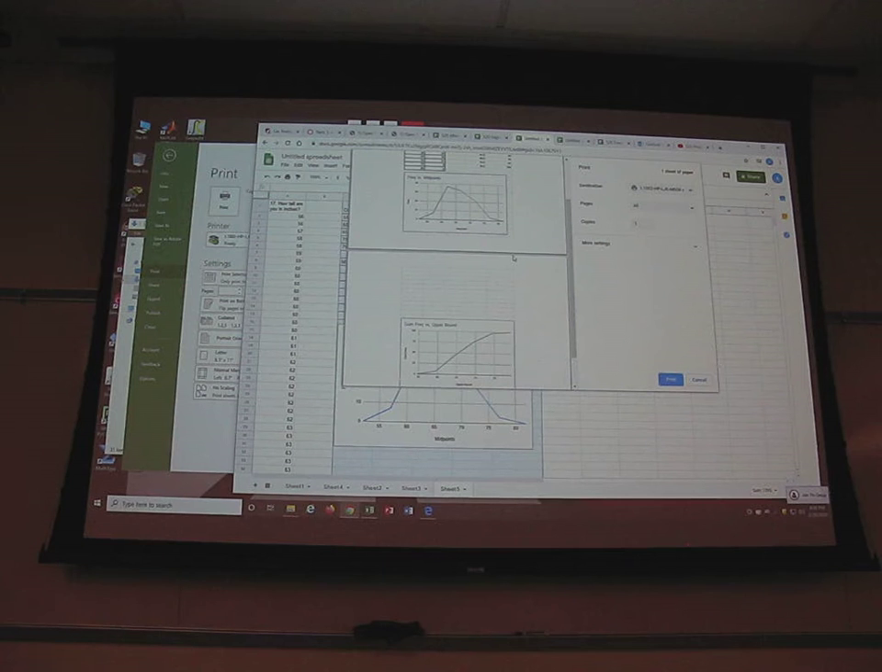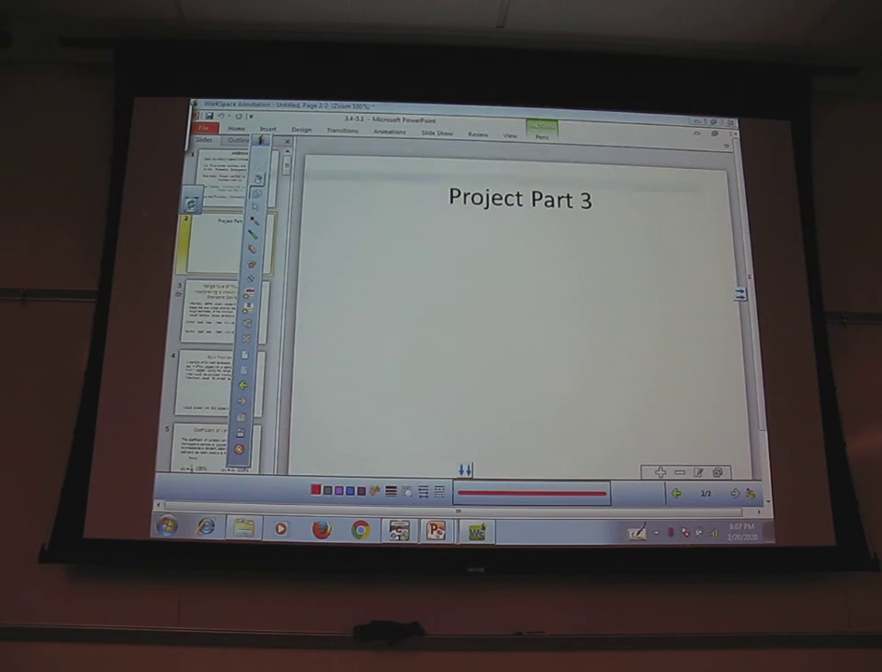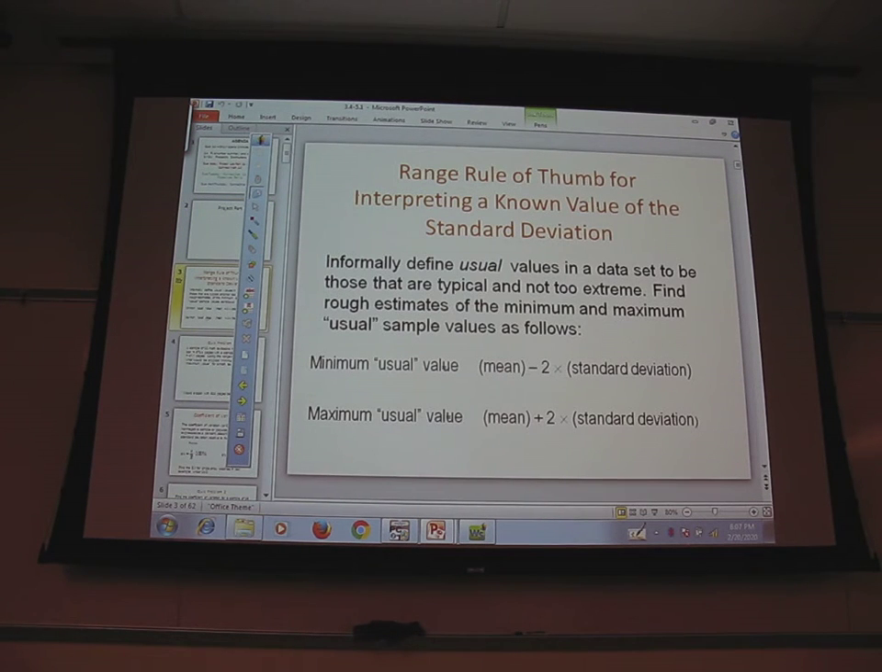And now let's take a look at our problems. All right, range rule of thumb.